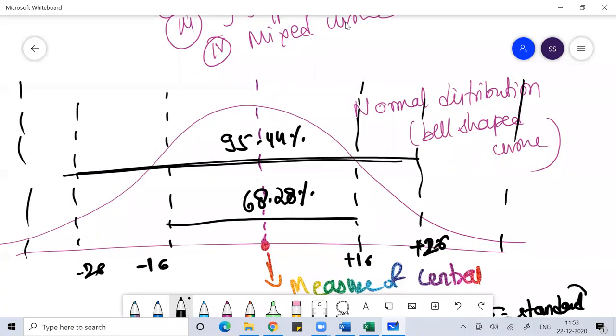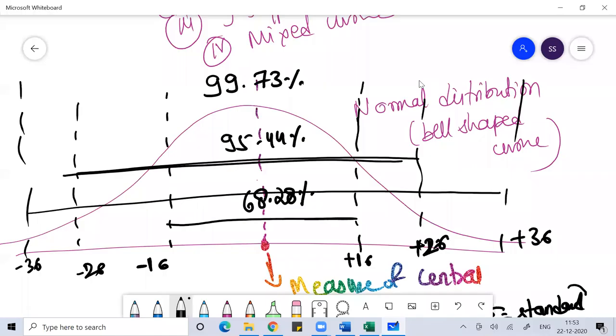Where we believe that 99.73% of the data lies within plus or minus three standard deviations. So it's like I gave you an example that day.